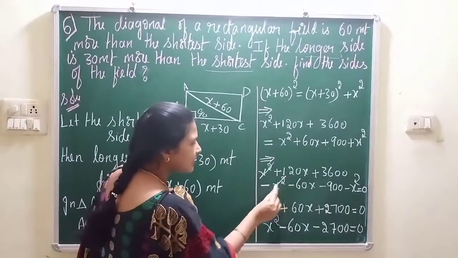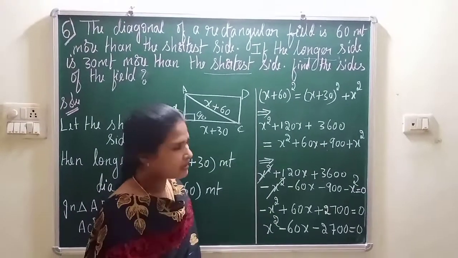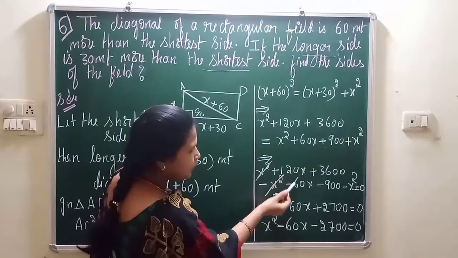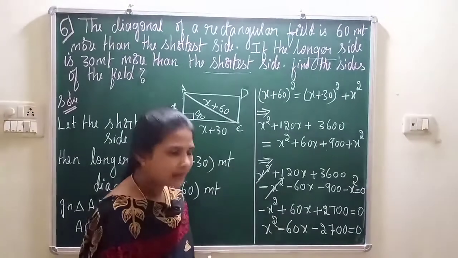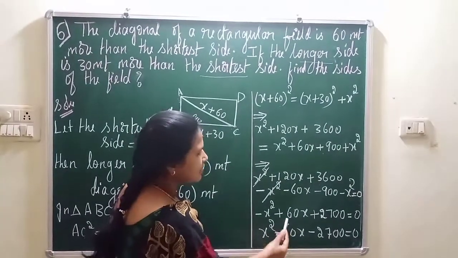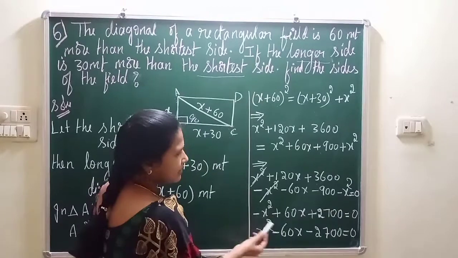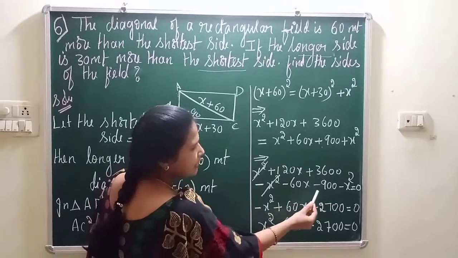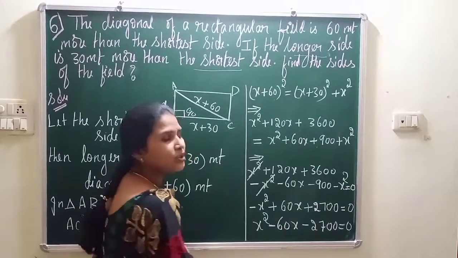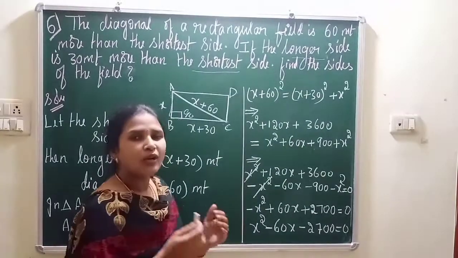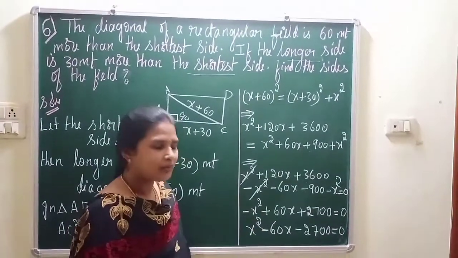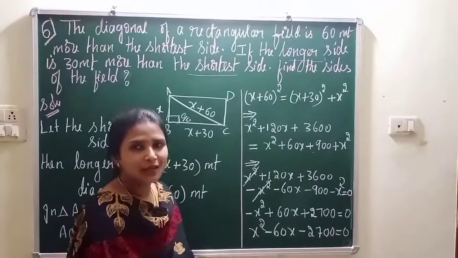Now you can see minus x square plus x square gets cancelled, and you can see here plus 120 and minus 60 are like terms, so it becomes plus 60x minus x square, right, as it is, plus 3600 minus 900 becomes 2700. And already I told you this you can split directly, but x square coefficient is negative.